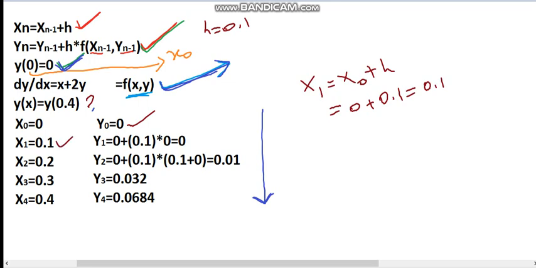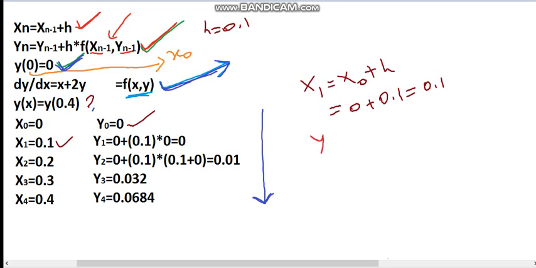Okay, so if you are reducing the step size, you will be getting a more accurate result, that we will discuss later. Okay, so we have x1. Then you substitute that x1 value in this f of x n minus 1, y n minus 1, that is the differential equation, and if you substitute that value, then you can find out what is yn.